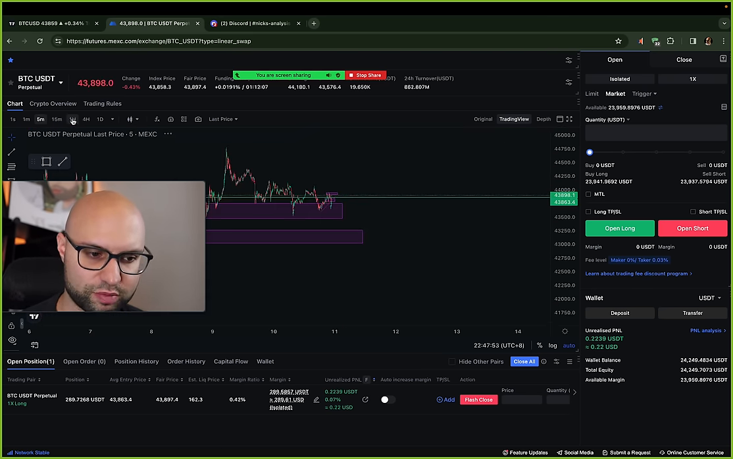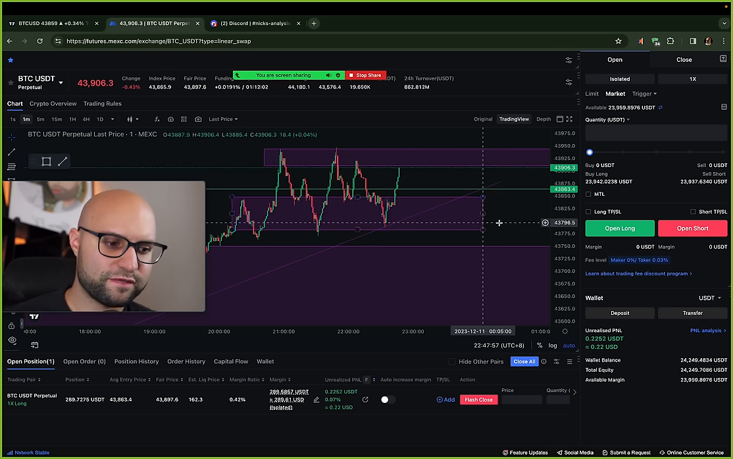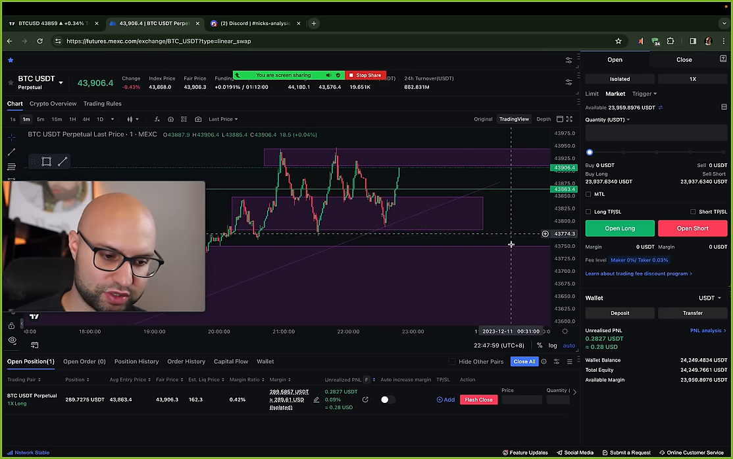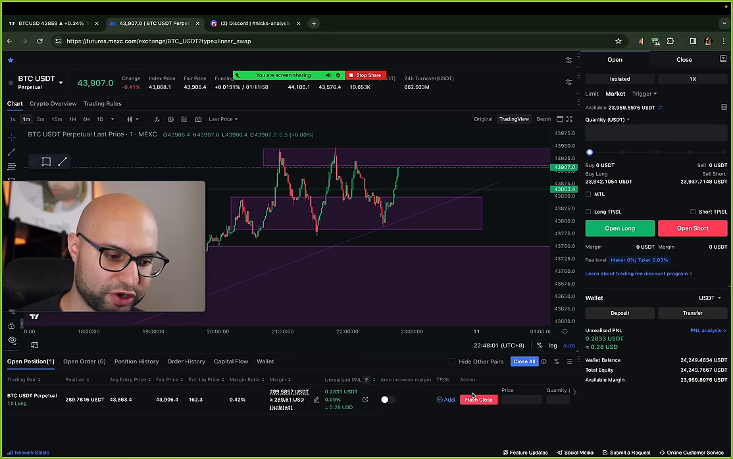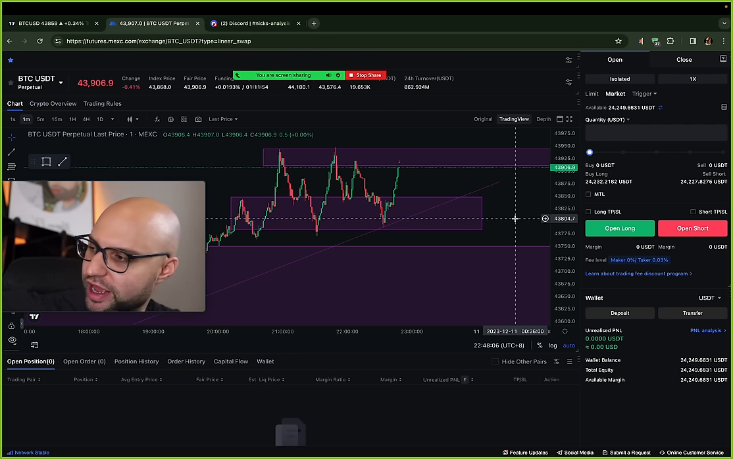So now this has gone into profit and it's gone close to the resistance zone, and we're almost to the resistance zone. In the interest of time, I'm just going to close this trade here. You can see we've made 30 cents, absolutely destroyed it, right? Just killed it out of the 30 cents.